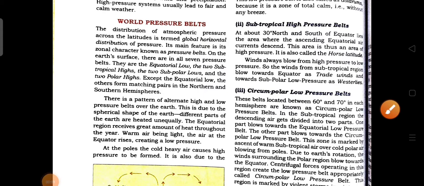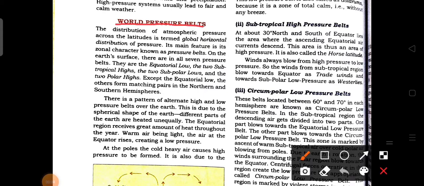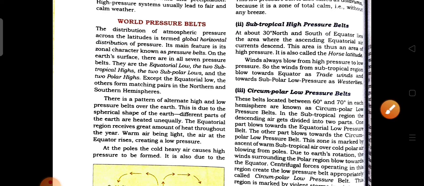First, we study the world pressure belt. The distribution of the atmospheric pressure across the latitudes is termed the global horizontal distribution of pressure, which means the zones are distributed according to the atmospheric pressure in a latitude, and these are known as pressure belts. Its main feature is its zonal characteristic. Across a latitude, the zonal characteristic is known as a pressure belt.